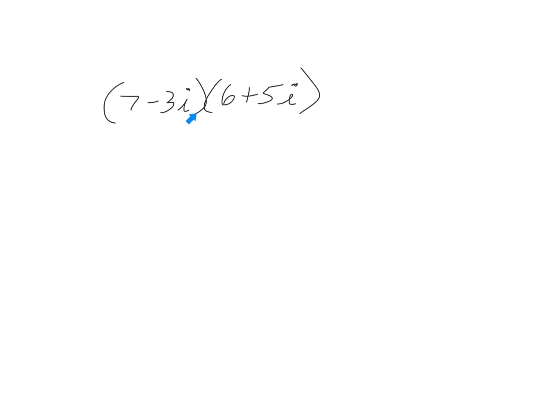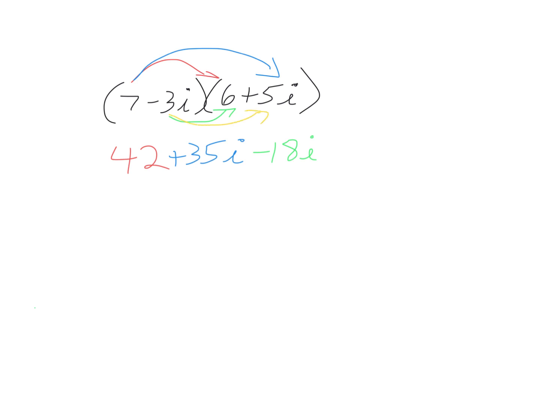Let's take a look at this one. This is 7 minus 3i times 6 plus 5i. So basically, we're going to have to FOIL this because we have a binomial times a binomial. So let's go ahead and start. 7 times 6 is 42. And then 7 times 5i, well, that's going to be positive 35i. Then we have negative 3i times 6. Well, that's minus 18i.